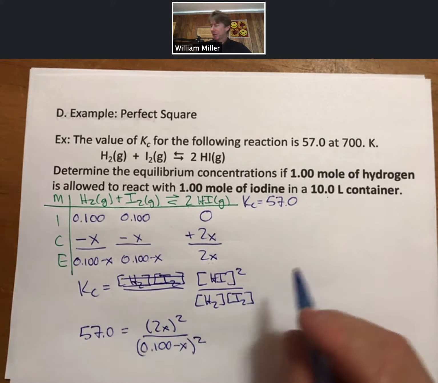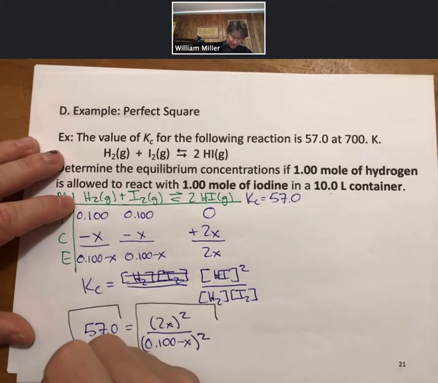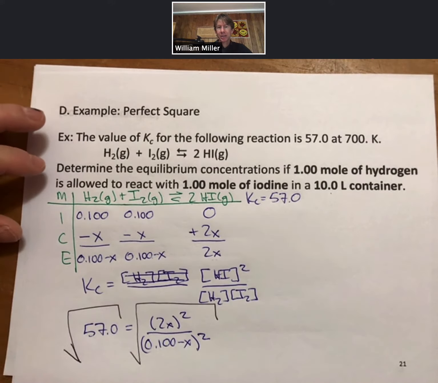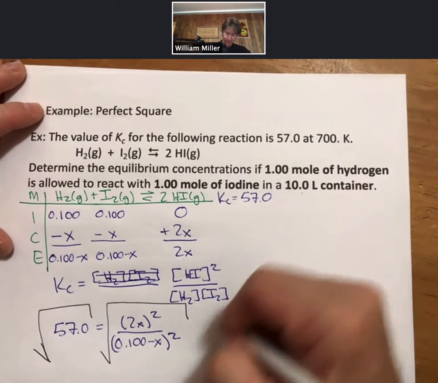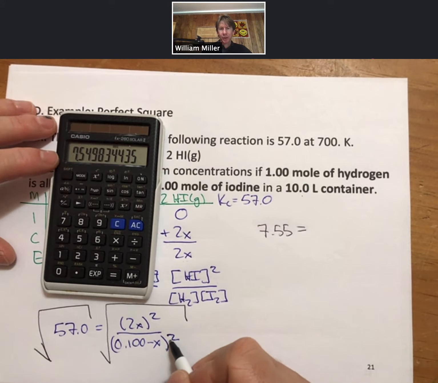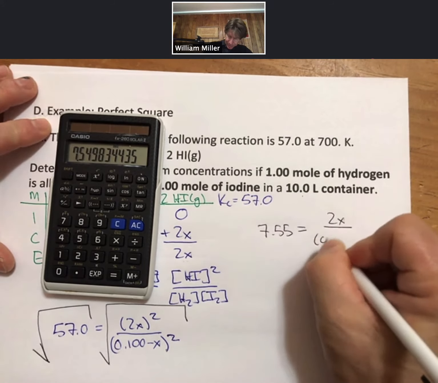What I mean by that is both the numerator and denominator are squared, so we can take the square root of the whole thing. Anything you do to one side, you do to the other side, so you square root the other side as well. So square root of 57, 7.55 equals, well, we just take the squares away, 2x over 0.100 minus x.